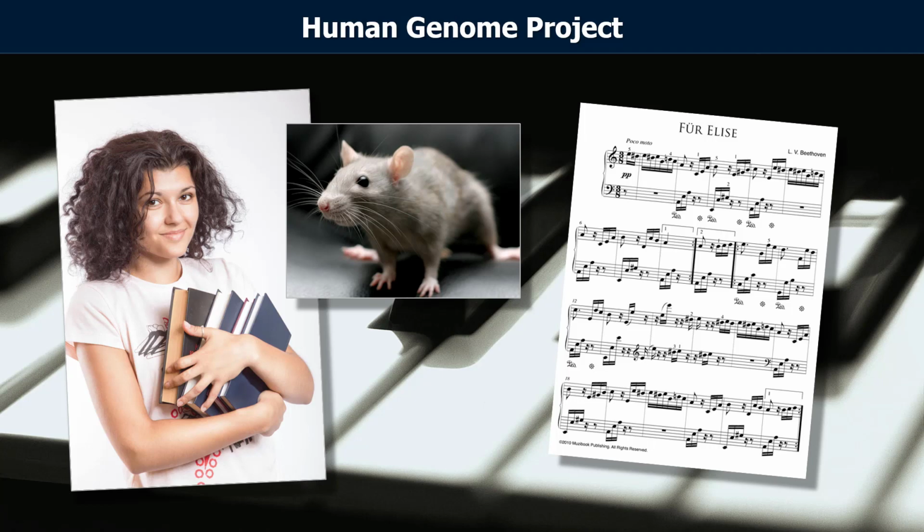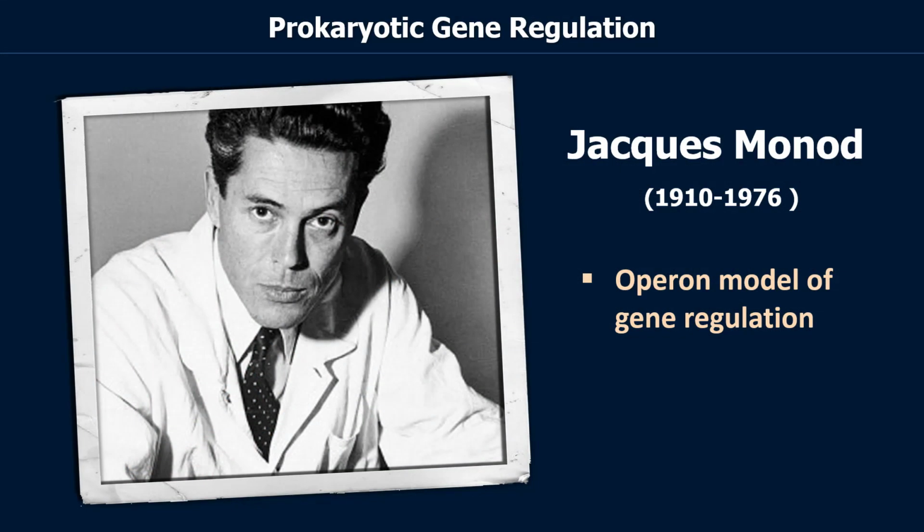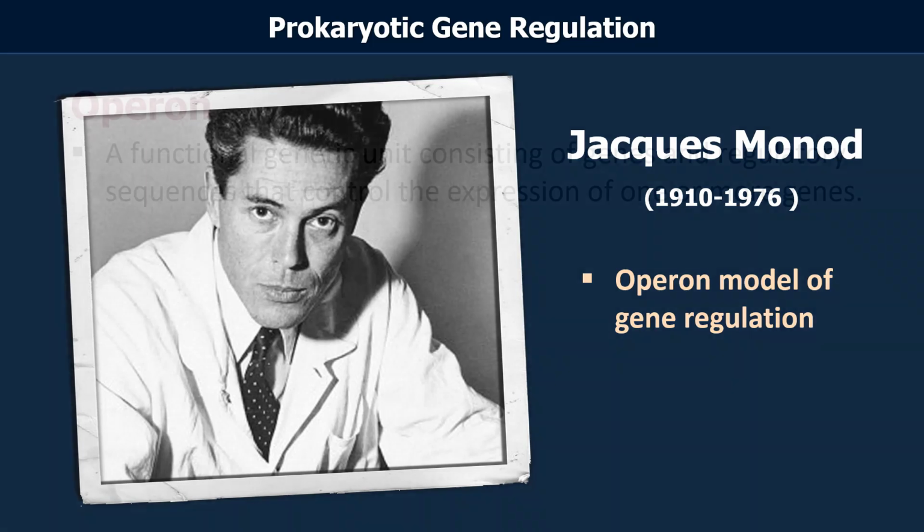Now, interestingly, we've already discussed this a little bit. We got into this in a previous video when we talked about prokaryotic gene regulation. In other words, how genes are regulated in bacteria cells, for example. And if you recall, Jacques Monod had figured out something called the operon model of gene regulation. So this is how bacteria do it. And let's just remind ourselves real quick of what an operon was and how that works.